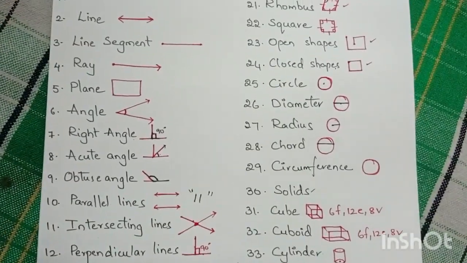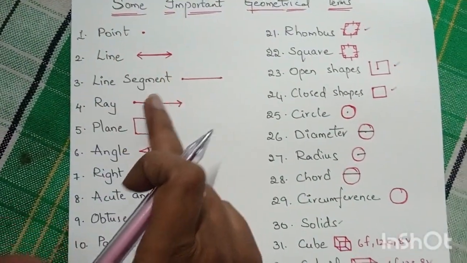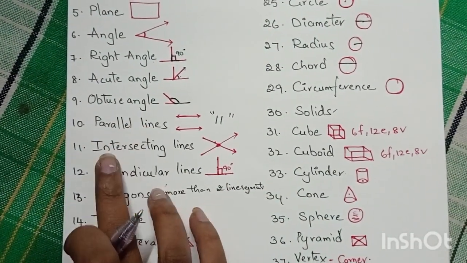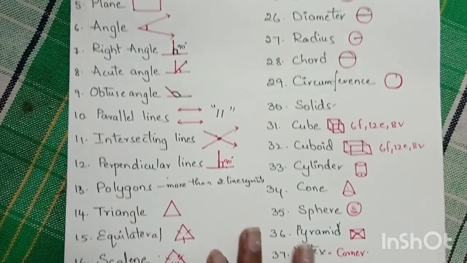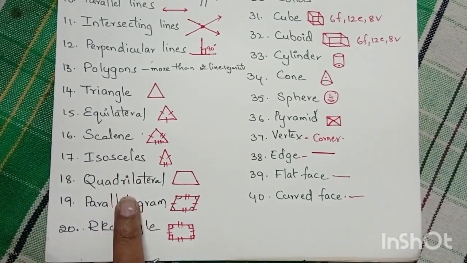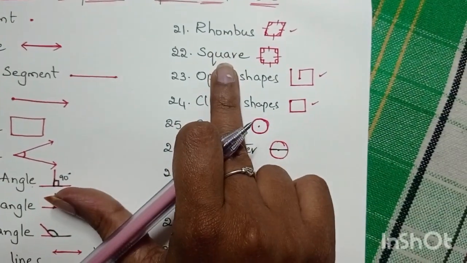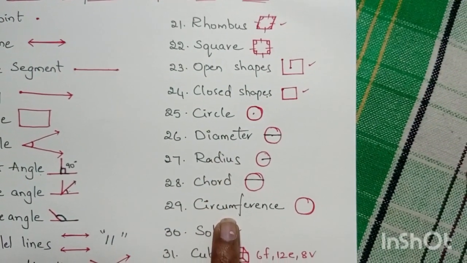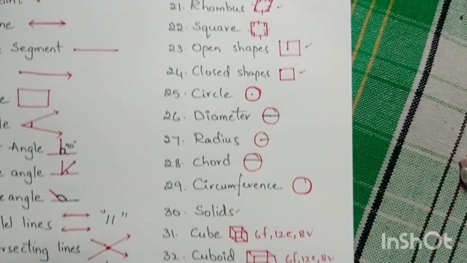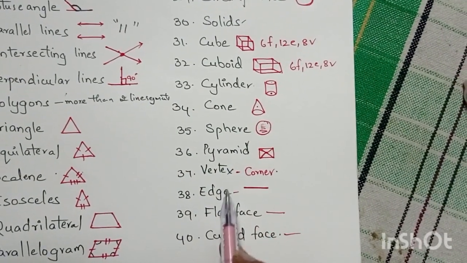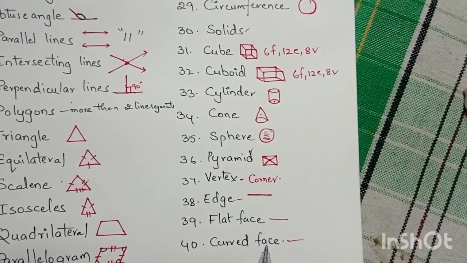So these are the terms related to geometry. Point, line, line segment, ray, plane, angle, right angle, acute angle, obtuse angle, parallel lines, intersecting lines, perpendicular lines, polygons, triangle, equilateral triangle, scalene triangle, isosceles triangle, quadrilateral, parallelogram, rectangle, rhombus, square, open shapes, closed shapes, circle, diameter, radius, chord, circumference, solids, cube, cuboid, cylinder, cone, sphere, pyramid, vertex, edge, flat face, curved face. Thank you.